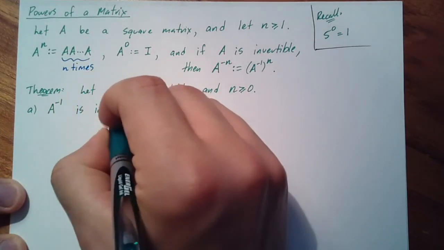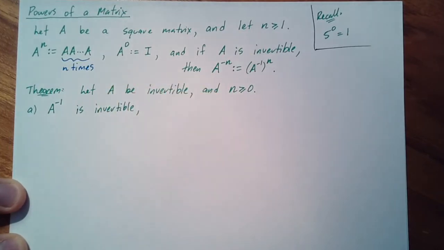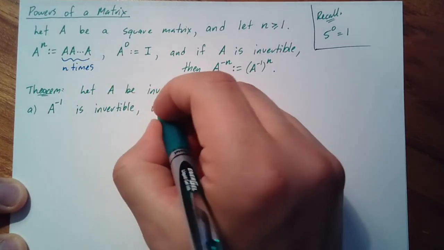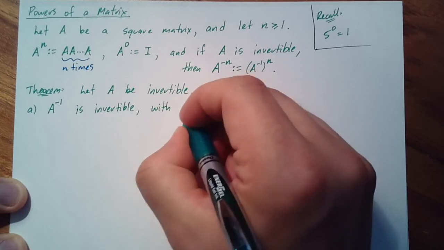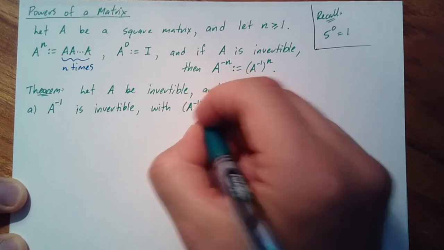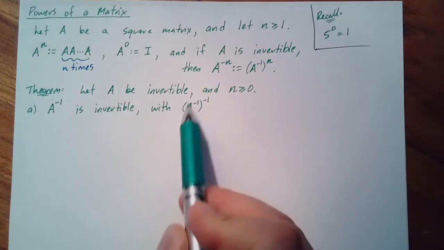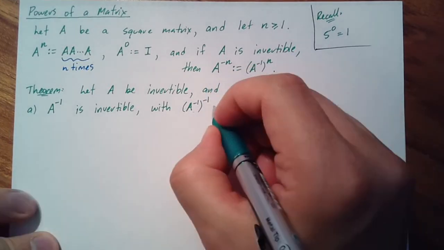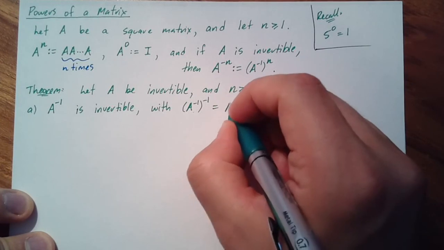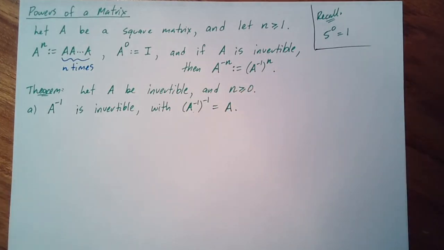So this is invertible. But what's its inverse? Right? If you can say what its inverse is, that's enough to justify that it's invertible. So what is the inverse of A inverse? And it turns out the answer is just the original matrix A. So A has a symmetric relationship with its inverse. They are inverses of each other.